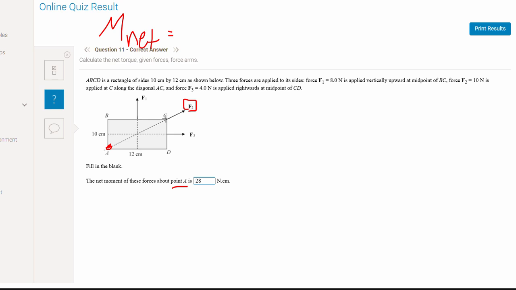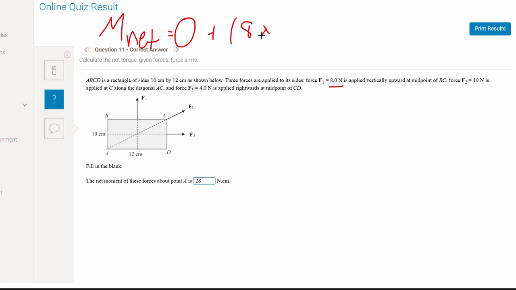F2, if you extend its lever arm as they extended here, it's going to be intersecting A, and we know it's going to produce no turning effect, so it's going to be 0. Plus, let's start with F1. So F1, we already know it's 8, and we know it's going to be counterclockwise, so it's going to be positive.